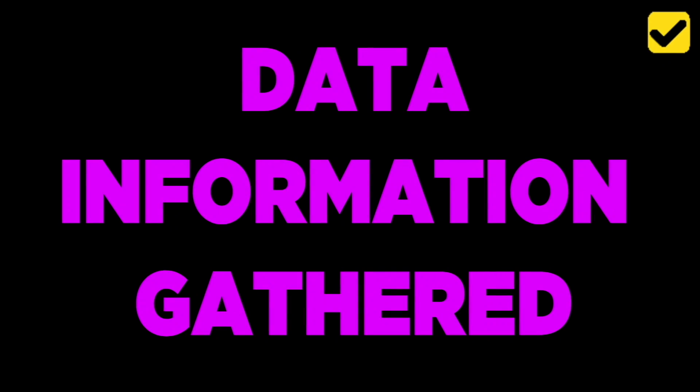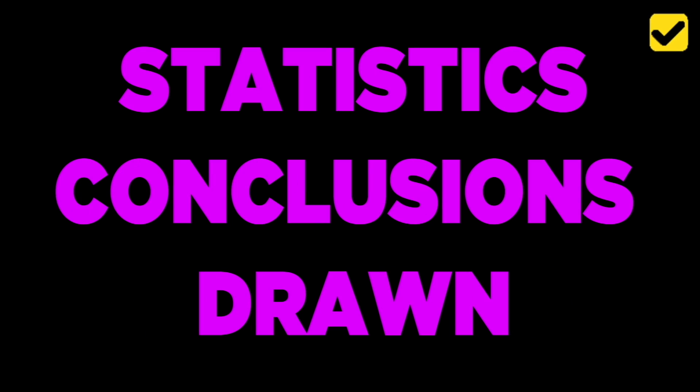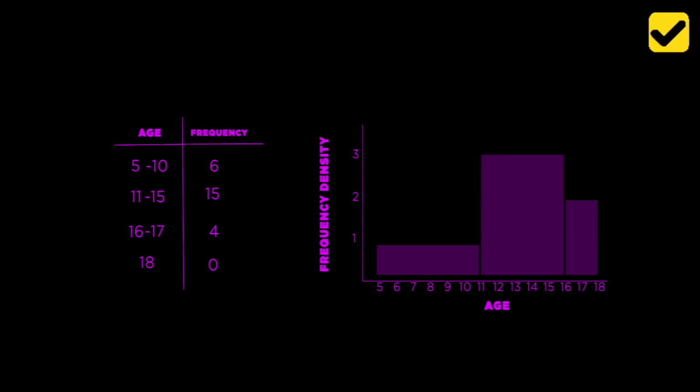Data is the information gathered, but statistics are the conclusions drawn from the data. Graphs and charts are a good visual way of displaying data.